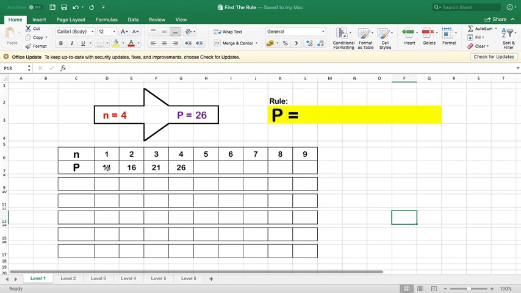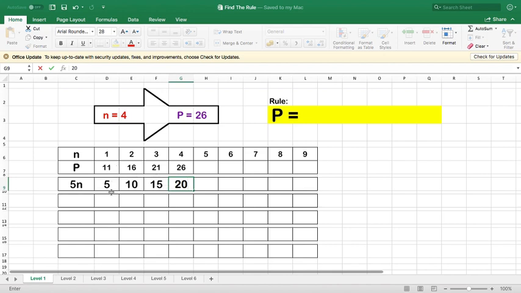So first of all, the fact that these go up by 5 every time these go up by 1 gives us a clue that the rule for p must at some point involve taking the n number and multiplying it by 5. So 5n. But if the rule was just 5n, then 1 times 5 would be 5, and 2 times 5 would be 10, and 3 times 5 would be 15, and 4 times 5 would be 20. So we'd get a sequence of numbers that does indeed go up by 5 every time, but it's not the sequence of numbers we're looking for, because we're looking for 11, 16, 21, 26.